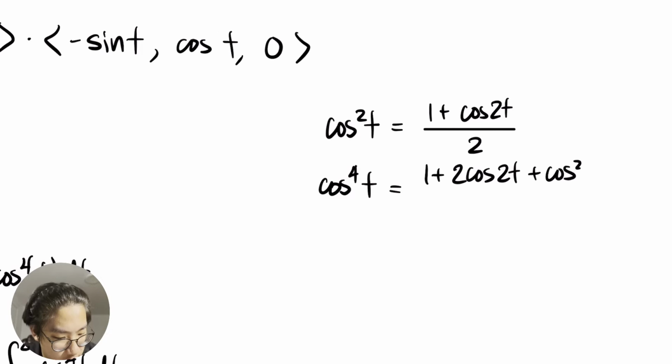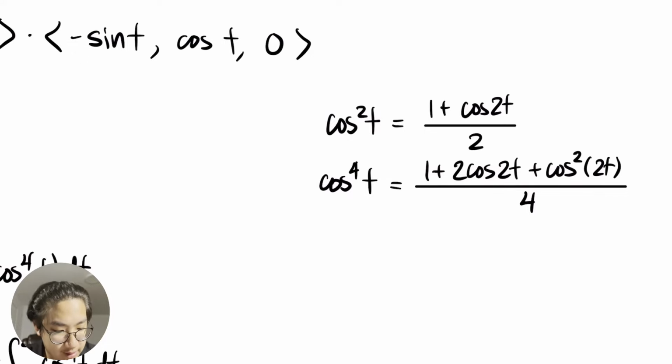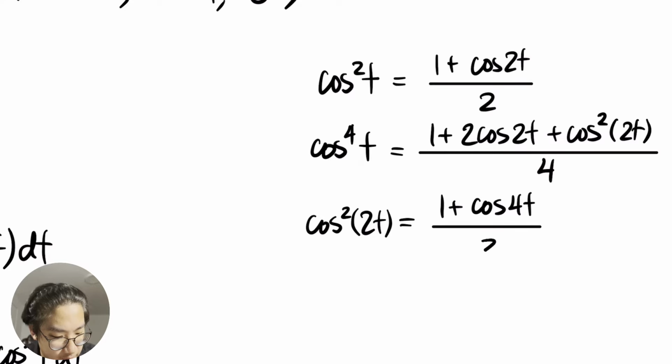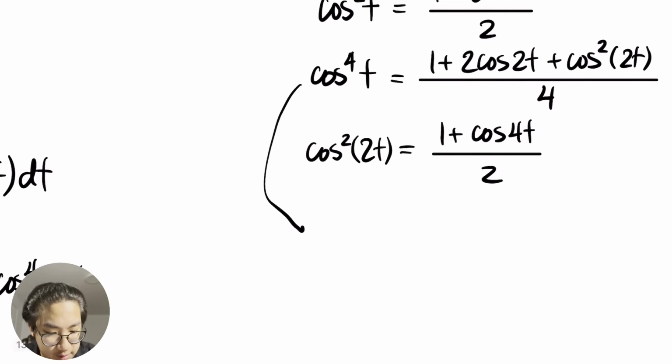And we can then use this exact same identity once more, except we're substituting in 2t instead of just t. Recognize the similarity here. For cos squared 2t, you can just imagine replacing t with 2t, and you get exactly this. So it's 1 plus cos of 4t divided by 2, meaning we can then replace this right over here.